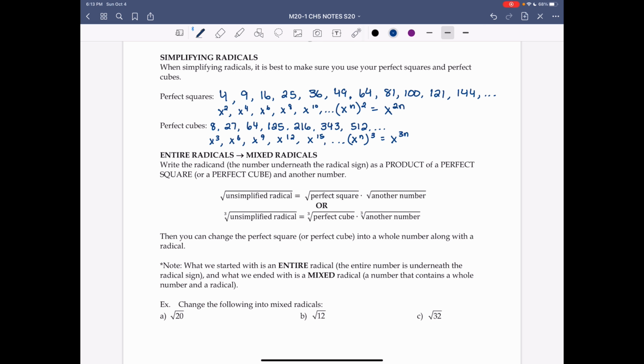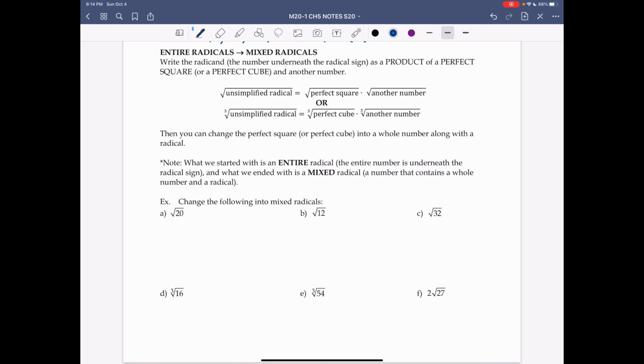Entire radicals to mixed radicals. Write the radicand, the number underneath the radical sign, as a product of a perfect square or a perfect cube and another number. So if we have the square root of something, we want to write that as the square root of a perfect square times the square root of whatever other number we need. And if it's the cube root, we want to write it as the cube root of a perfect cube and then the cube root of whatever other number.